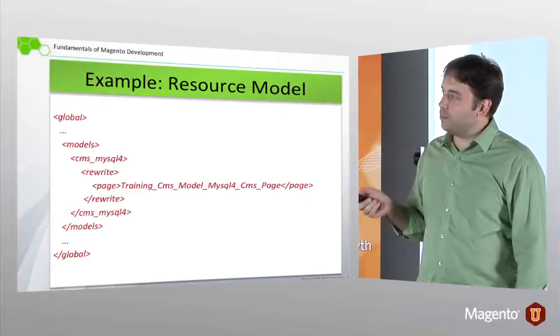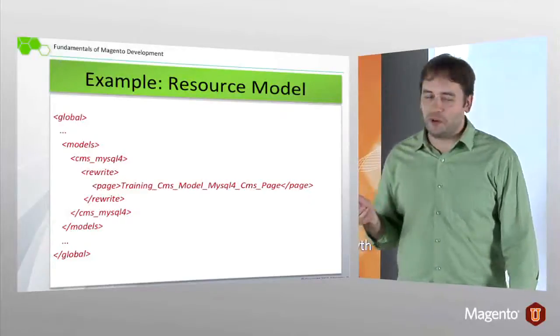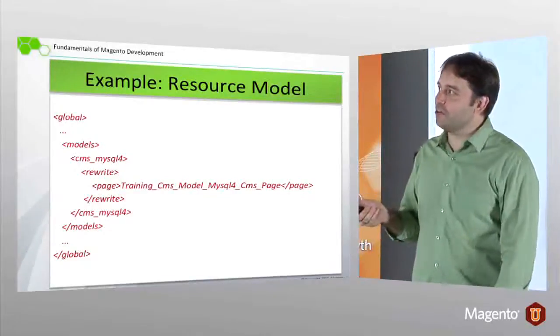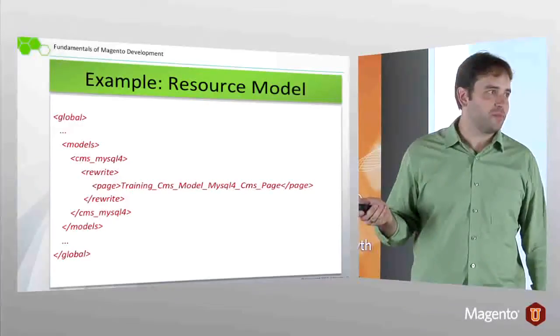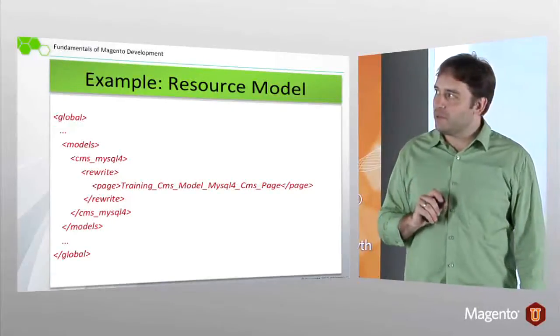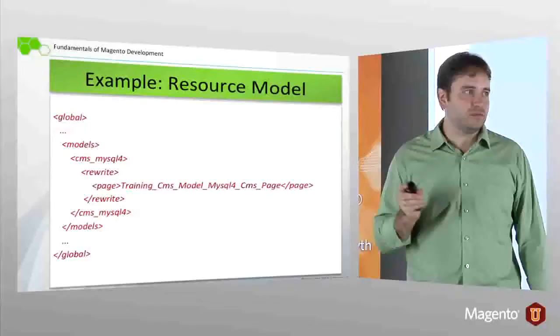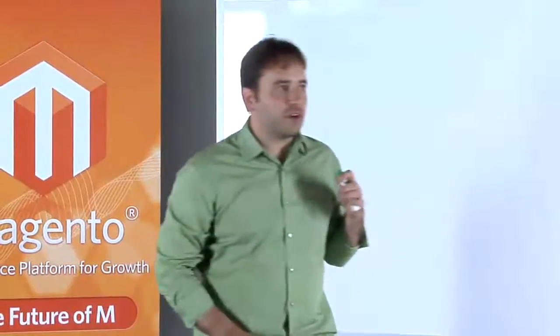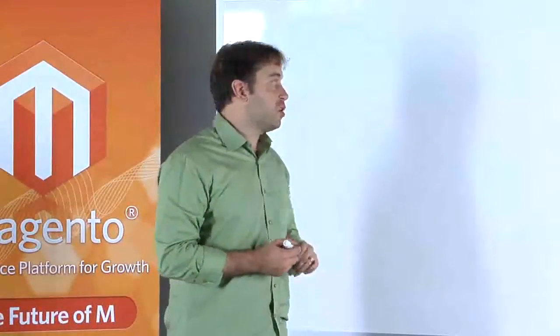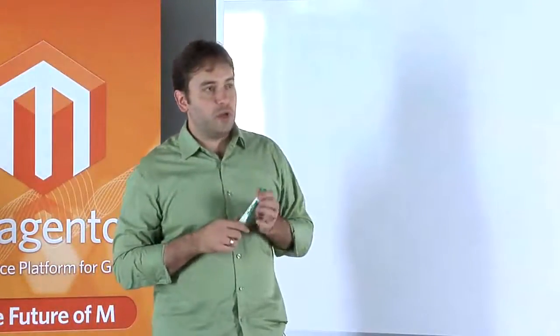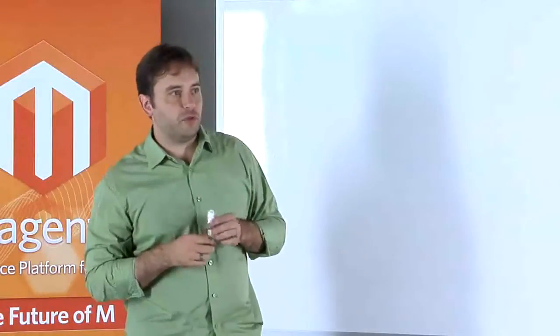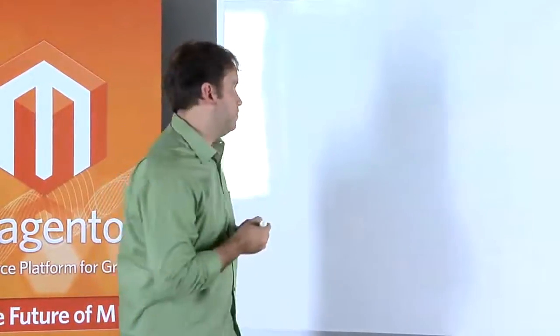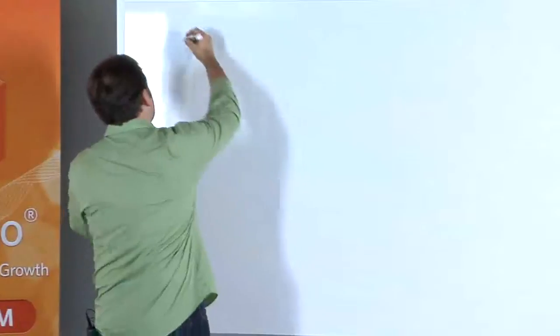Now, the problem for me when I first tried to do this was I had no idea what to use for this node under models. Because you might think, well, it's a model, rewriting a model, we'll just use CMS. But we're not going to use CMS, because of what the configuration does to find resource models. Effectively we have a call to Mage get resource model. What that looks like is this.